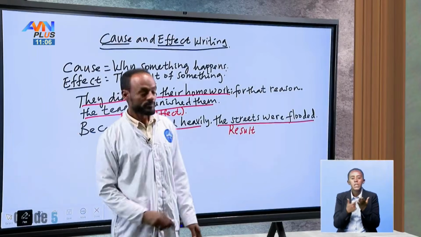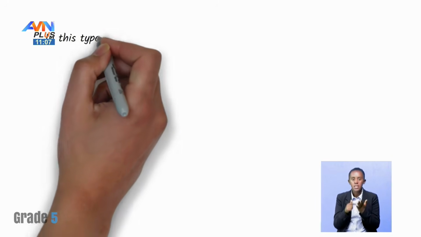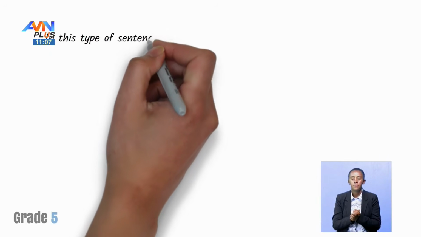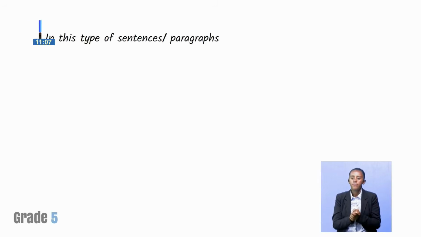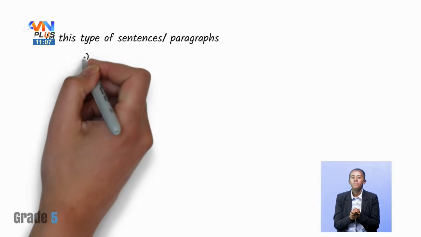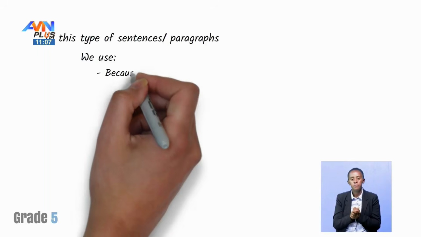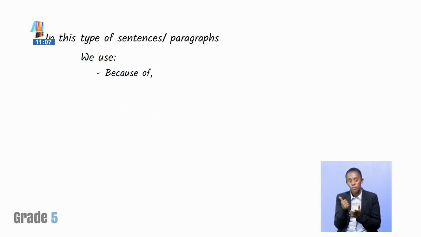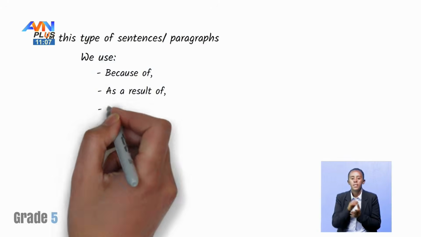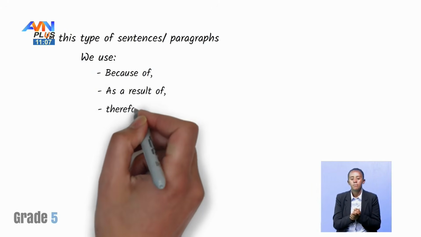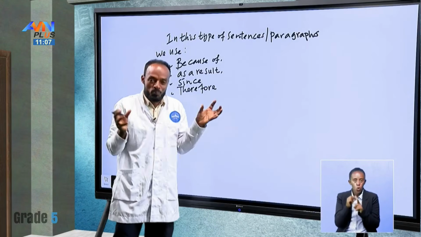So in such a structure, in this type of sentence, or maybe sentences or paragraphs, we use: one, because of; another, as a result; since; therefore; and such kinds of words can be used to bring them together, okay?